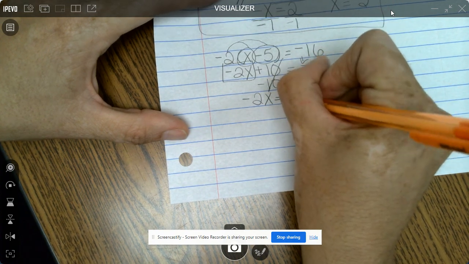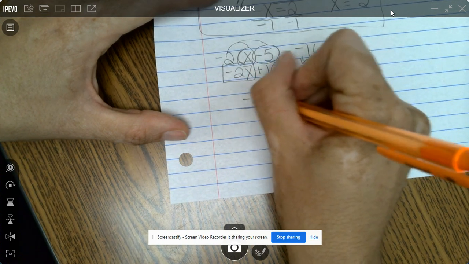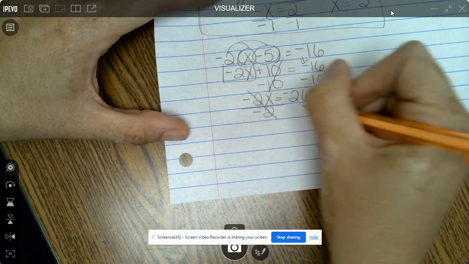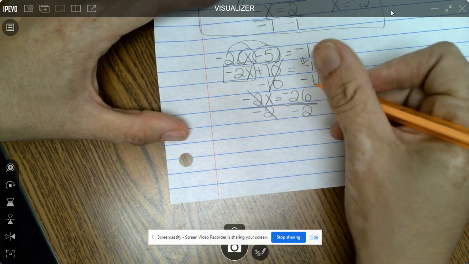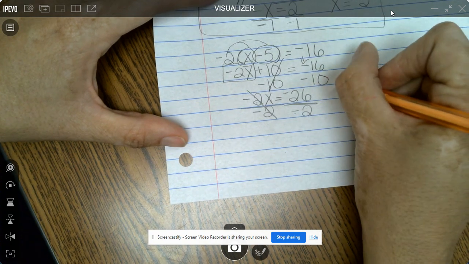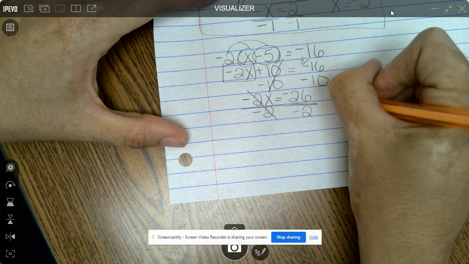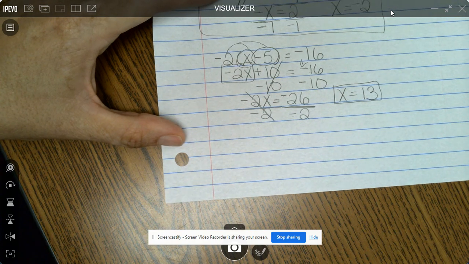Equals negative 26. You're going to divide because it's the opposite of multiplication. Divide by negative 2, and these are going to cross out. If you divide one side by negative 2, you're going to divide the other side by negative 2. Two of the same signs will always equal positive. So x is going to equal positive 13. And that's your answer.